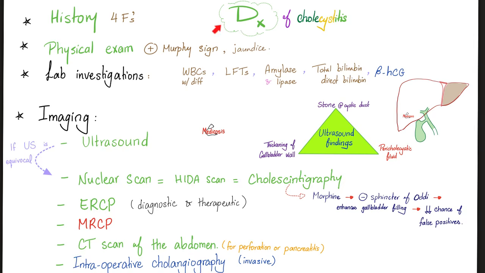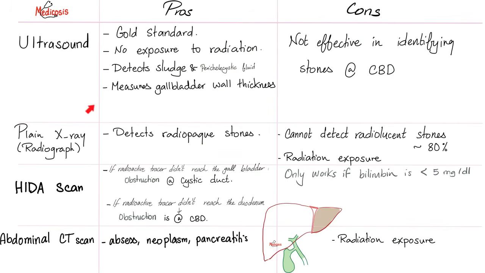What if the symptoms are so bad, yet the imaging is inconclusive or equivocal? It's time for intraoperative cholangiography. Get the lovely surgeon, get the interventional radiologist. It's time to go to work. Pros and cons of the imaging modalities. Ultrasound is the gold standard for cholecystitis, very, very accurate when it comes to the gallbladder. However, it's not so good if the stone is in the common bile duct.